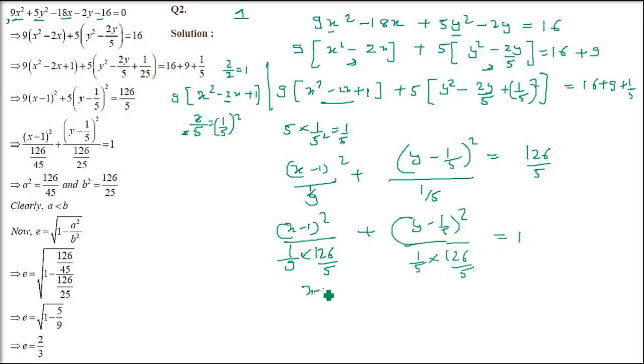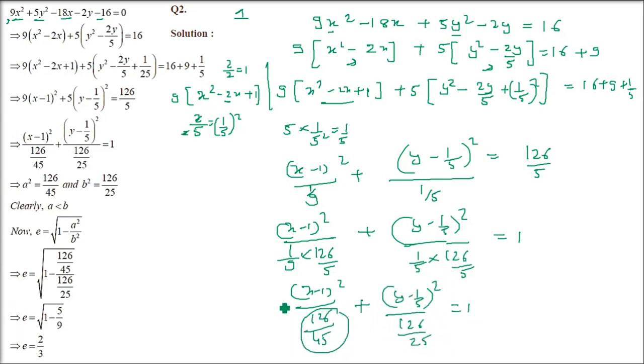This equals 1. So this is x minus 1 whole square, and this is 126 by 5 nines are 45. Then you have y minus 1 by 5 whole square, 126 by 25. So this is a square, b square. One more thing is there: 126 by 45 and 126 by 25.